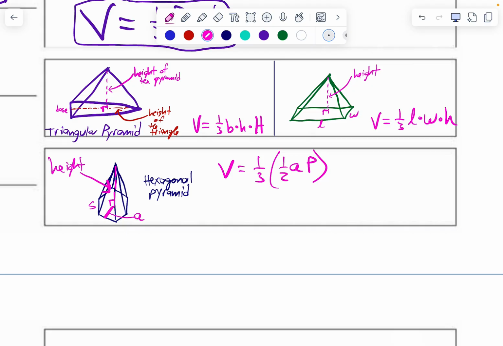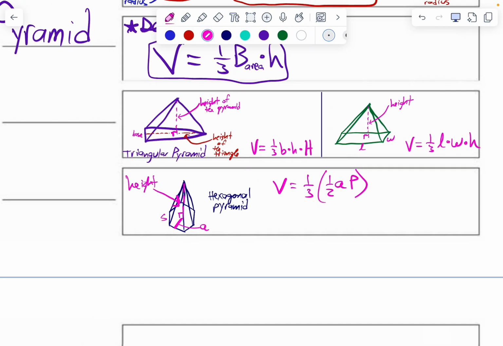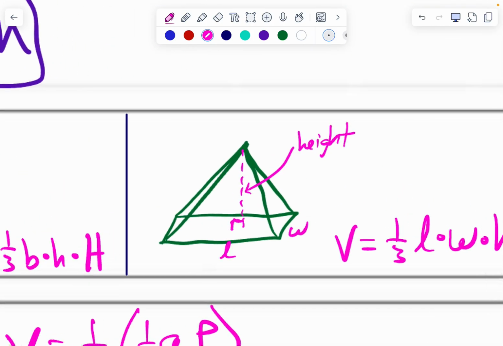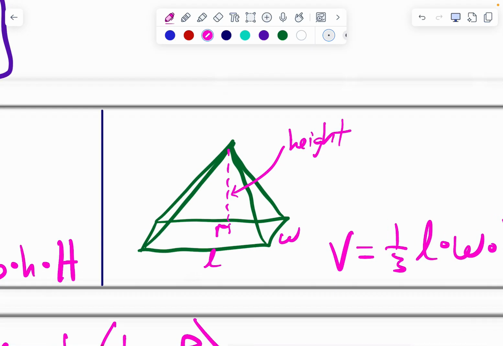Anyway, that's kind of the idea. So pyramid, it's the same concept, but a lot more involved if you have to figure out the area of the base first. Any questions on those? If you were asked to do surface area of any of these, what would you do? Like, let's look at this rectangular prism. Tell me what faces you would have to find the area of to get the total surface area.